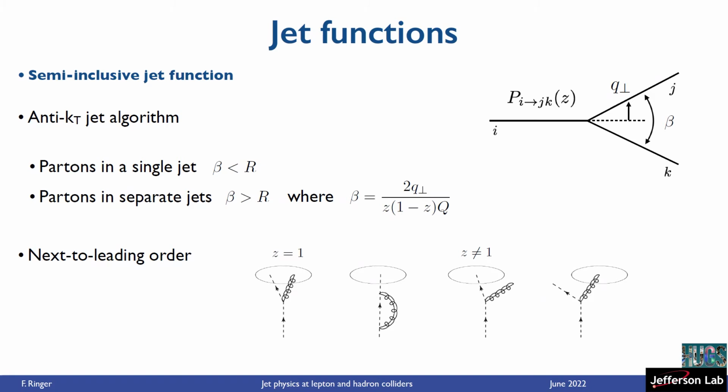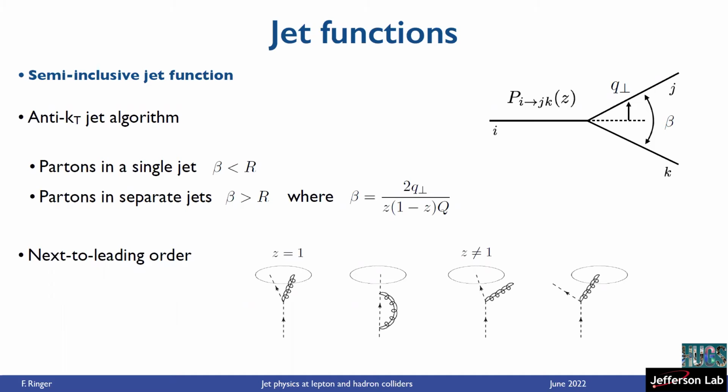That's not shown here, but that's all captured in this. So we start with 1 parton, it splits into 2. These partons now have a transverse momentum here, QT, relative to the initial direction. And what we want to know is this opening angle here that I call beta between partons J and K. That's the opening angle that we need to look at to decide whether the jet algorithm will put it into 1 or 2 jets.